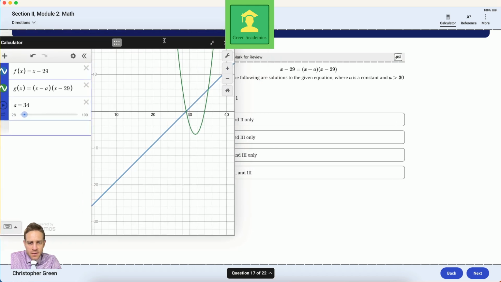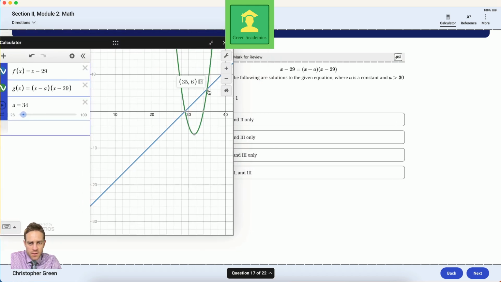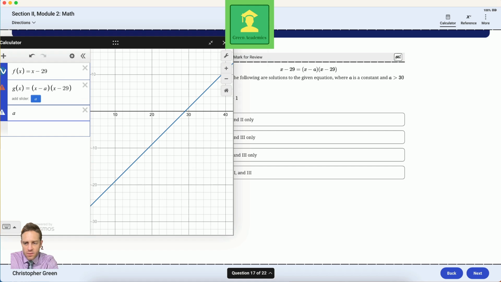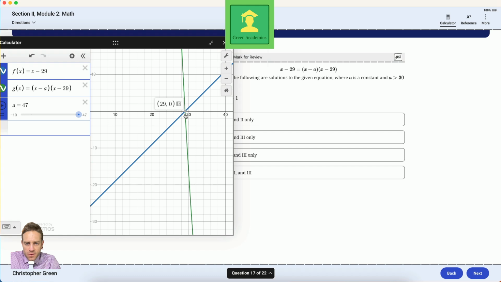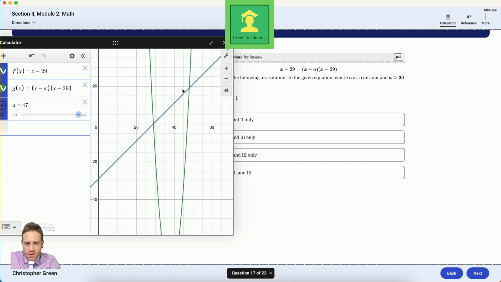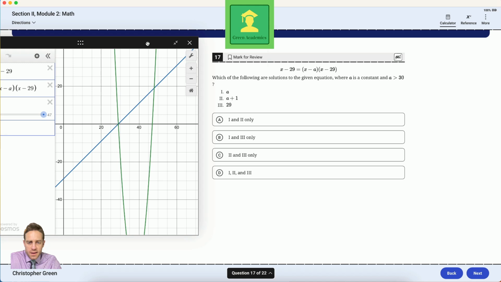It's not 34, right? It's 35. And then just to confirm, suppose I make a 47. Then the answers are still 29. And when I zoom out, I see, yeah, 48. Yeah, so it's 29 and a plus 1.